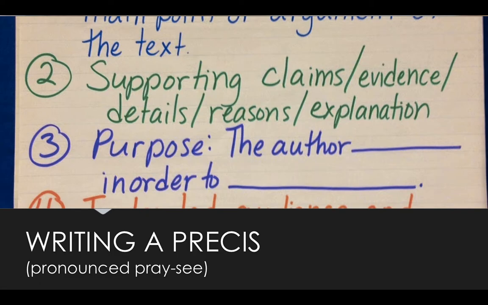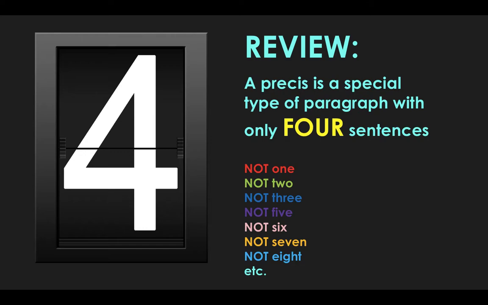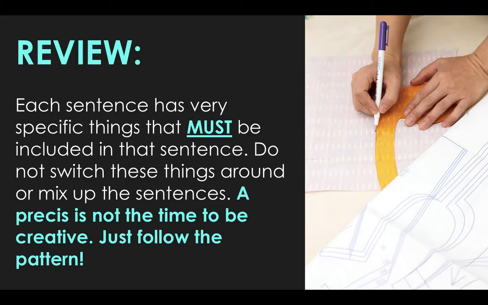We've already talked about sentences 1 and 2. Let's review what we learned yesterday. Sentences 1 and 2 of a 4-sentence précis. So a précis is a special type of paragraph with only 4 sentences. Not all the other numbers, just 4 sentences. So a précis has 4 sentences.